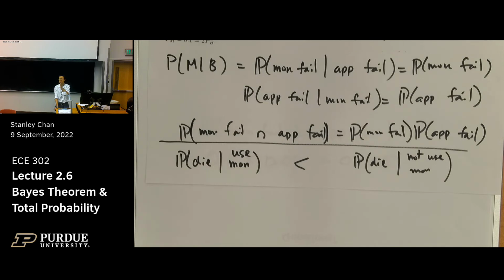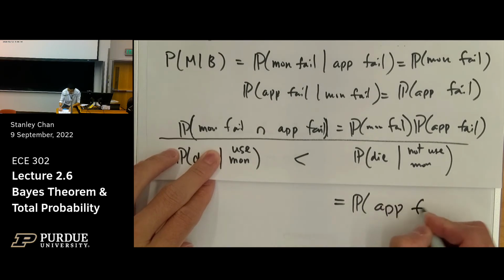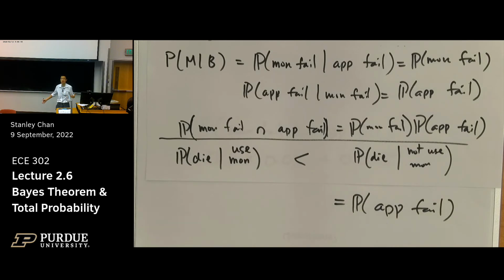It would be what? Yes? 0.05. It would just be 0.05, because this is actually the probability that your apparatus fails. That's it. Because you're not using the monitor system, it's equivalent to your monitor system always failing. Right? So this is 0.05.